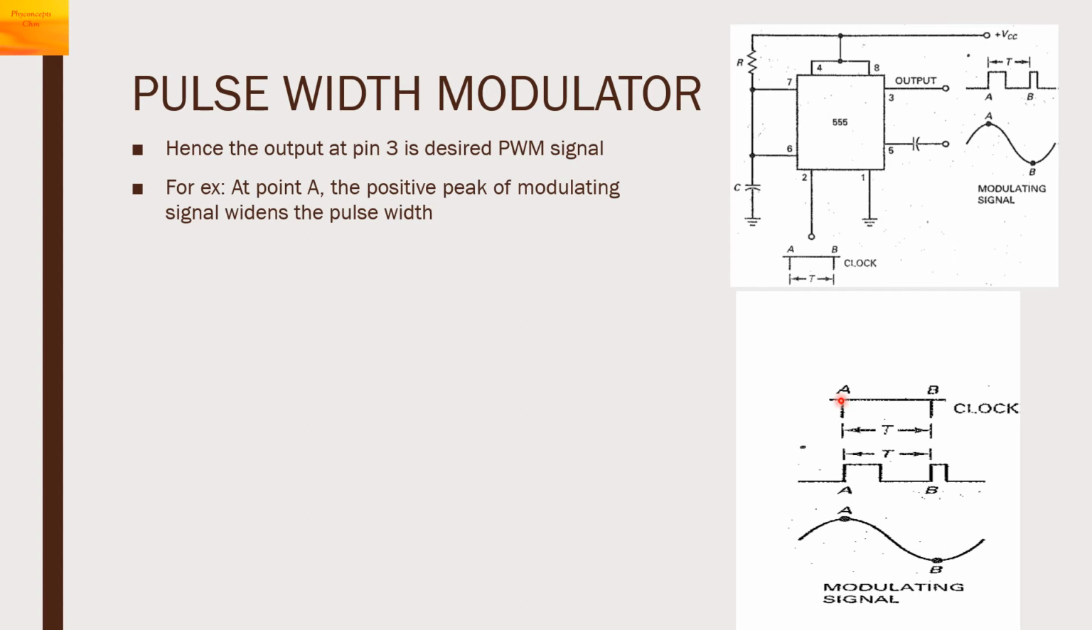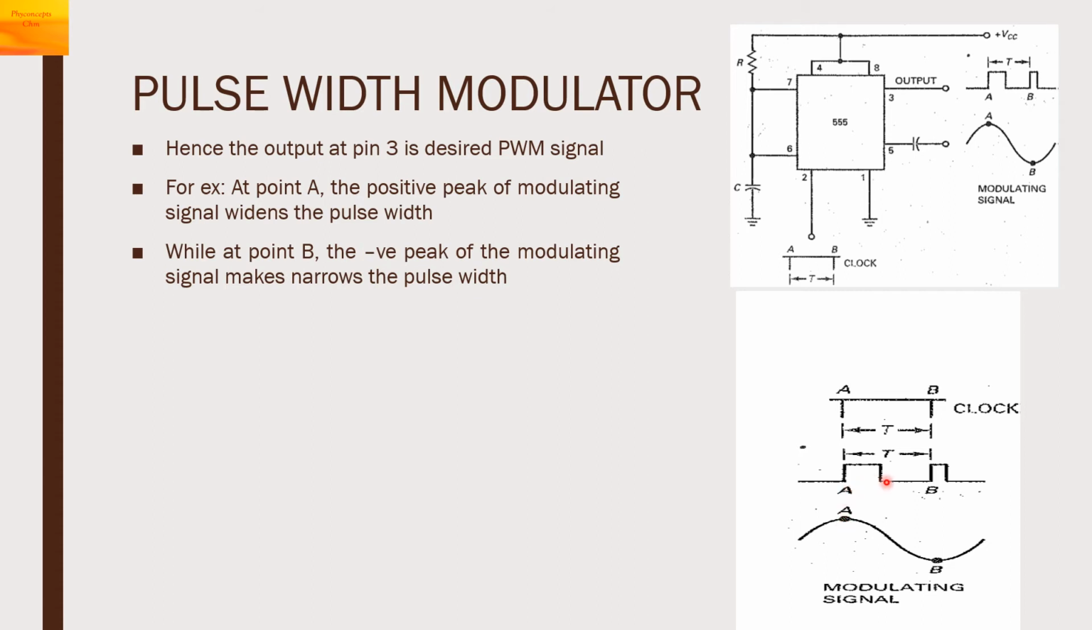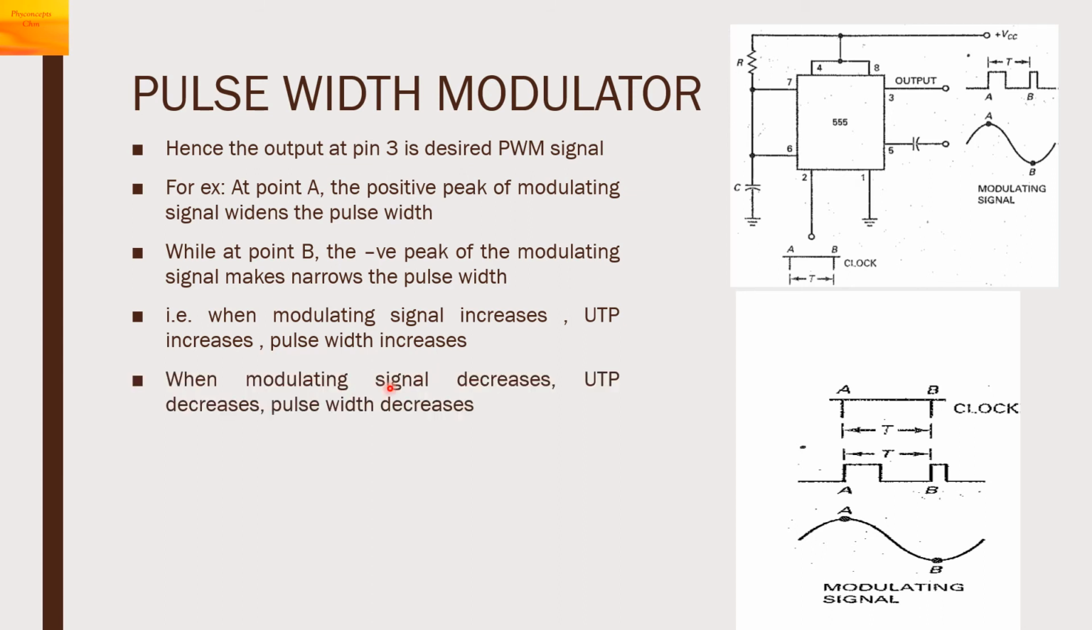For example, at point A, the positive peak of the modulating signal widens the pulse width, because here the modulating signal is more. While at point B, the negative peak, the modulating voltage has become negative, or it has decreased. So it will narrow the pulse width. The pulse width was more when it was at position A. Now it has decreased. That is, when the modulating signal increases, the UTP increases, the pulse width also increases. When the modulating signal decreases, UTP decreases, the pulse width decreases.